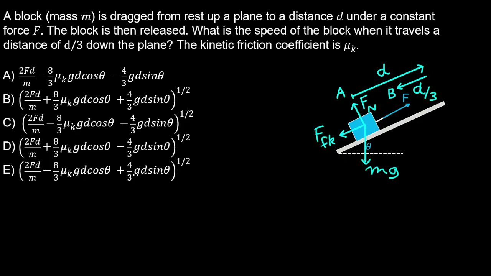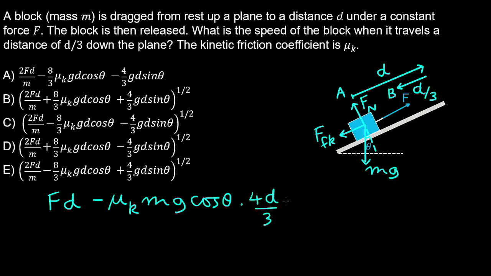So the force does work over a distance of d, minus the work done by the kinetic friction force. So recall the kinetic friction force was obtained by using Newton's first law in the direction perpendicular to the plane. So that was mu k by mg cosine theta, and the friction force does negative work over a distance of d plus d on 3.